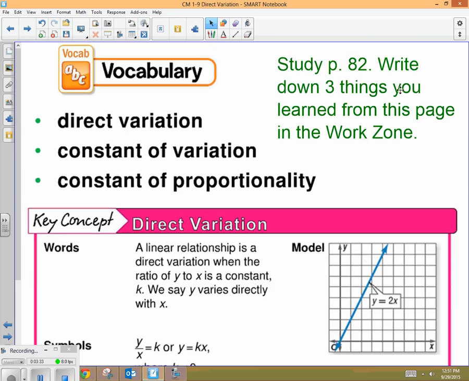I'd like you to pause the video and study page 82. Write down 3 things you learned from this page in your work zone. I will be checking this in class tomorrow, so please pause and take time to work on that now.